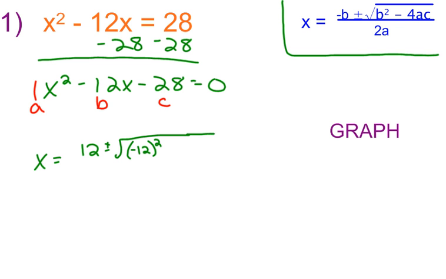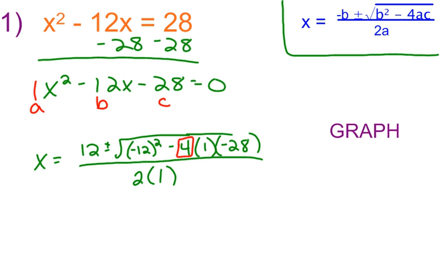And then minus 4 times a times c, so minus 4. That 4 will always be there. This will never change. It will always, always, always be a 4. That's part of the formula. Times a, which is 1, and times c, which is negative 28. All of that divided by 2 times a, so 2 times 1.